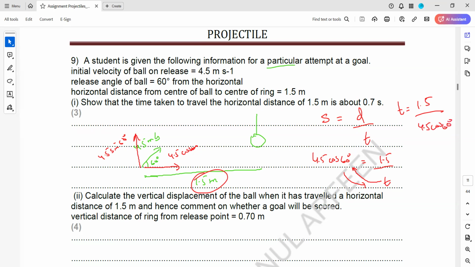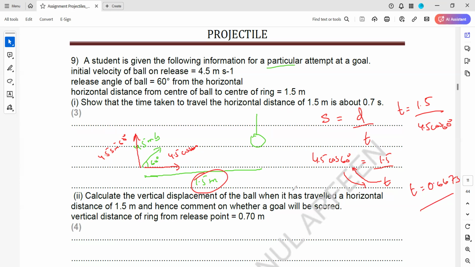What is 1.5 divided by 4.5 cosine 60? What's the answer for this? That will be 0.66, okay, 2 by 3 or 0.66 or 0.67. So 0.667 seconds. That is the time it will take to reach this.